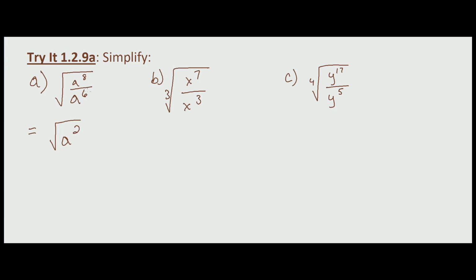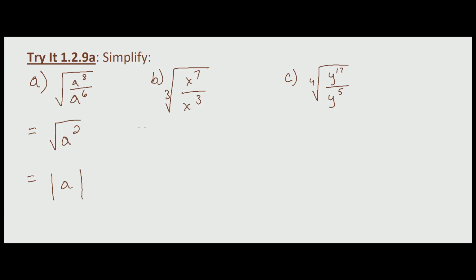Now again, we're taking the square root of an even power, so we have to worry about our absolute value. When we take the square root, we're left with a, the absolute value, so the square root of a squared is the absolute value of a.